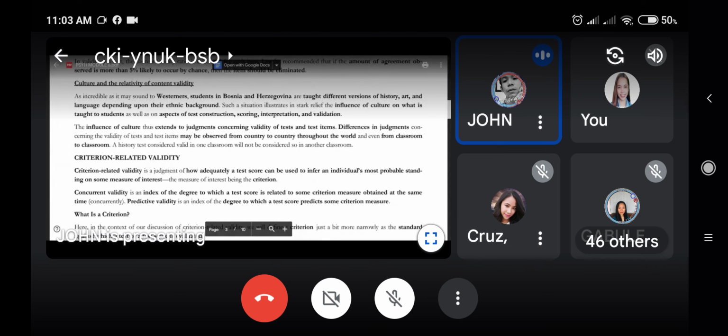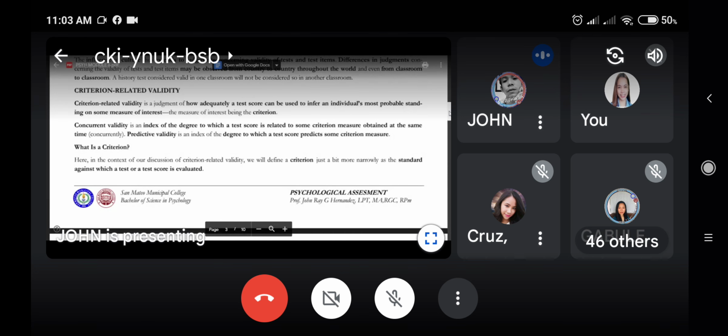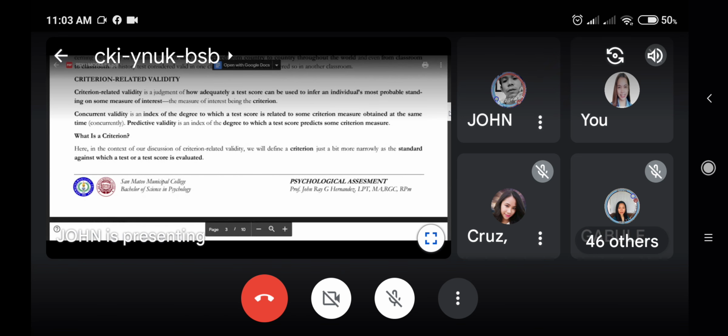Okay, moving on is the criterion-related validity. So, when we talk about criterion-related validity, it is now a judgment on how adequately a test score can be used to infer an individual's most probable standing on some measure of interest. Just in case you are doing an interest test, the interest then will serve as your criterion. We have two types of criterion-related validity. We have the so-called concurrent and the predictive validity.